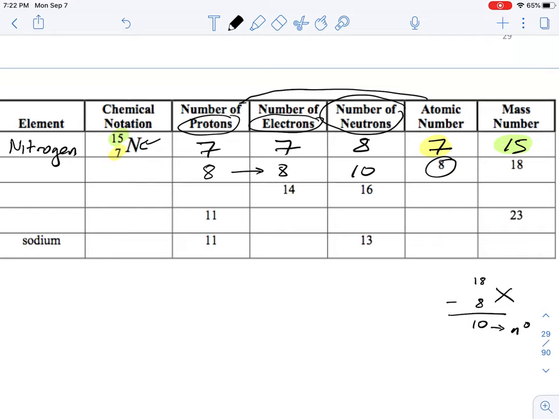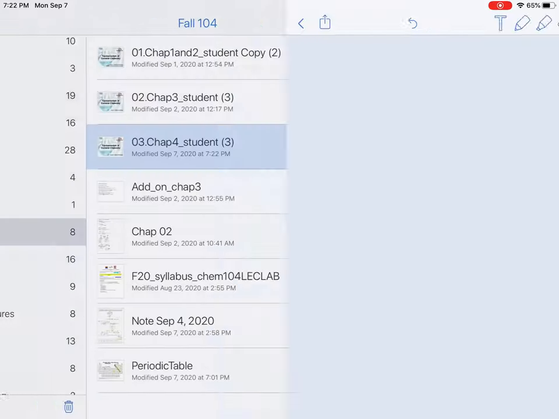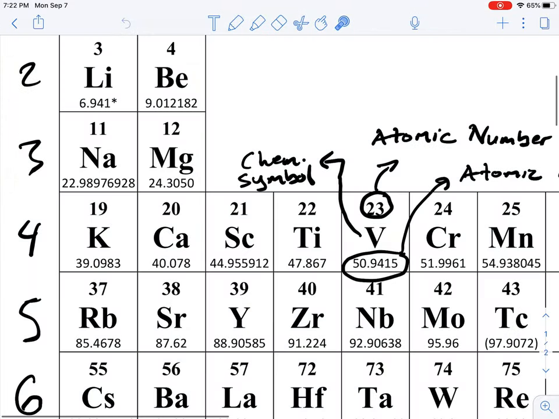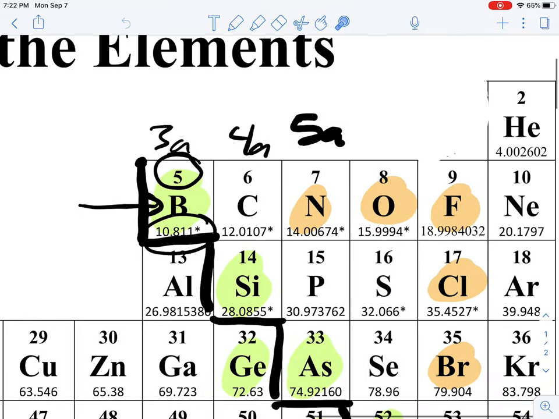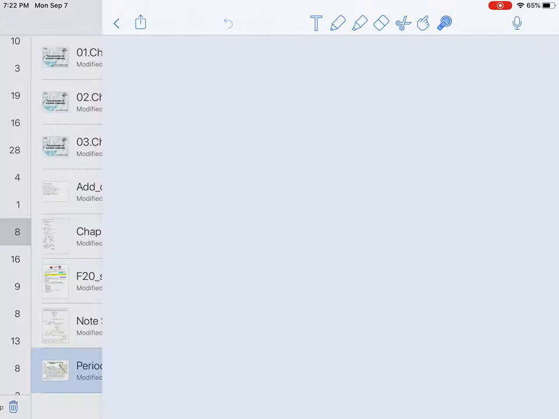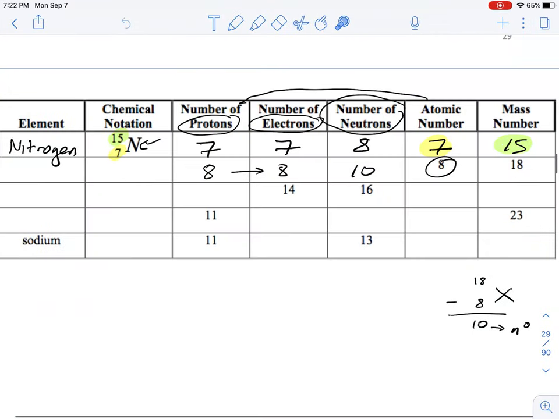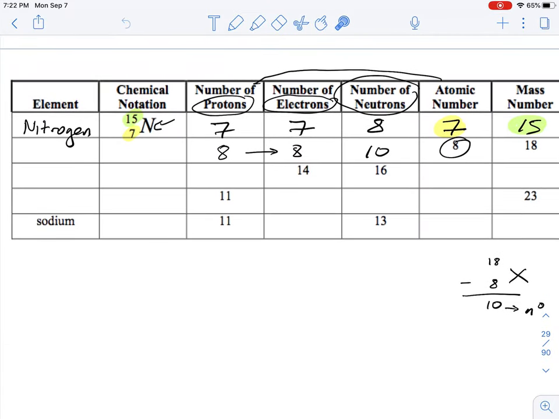I'm going to go ahead and try to figure out the identity of this element by looking at the periodic table and seeing what element represents the atomic number 8. And so I'm going to scroll through, and lo and behold, 8 represents oxygen. And so I'm going to go ahead and put in oxygen here.